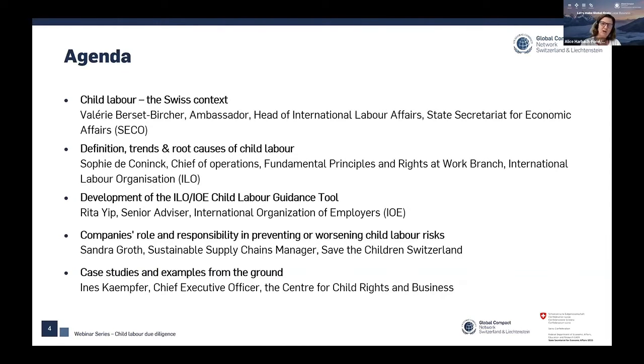So we will then go on. We have a lot of speakers today. We will go on to Sandra Groth. She is Sustainable Supply Chain Manager at Save the Children Switzerland, and she will explain which role and responsibility companies may have in preventing or worsening child labor risks. This will be followed by Ines Kempfer. She is the Chief Executive Officer of the Center for Child Rights and Business, and she will provide case studies and examples from the ground. I would like to thank all the speakers for their time, preparation, dedication today.